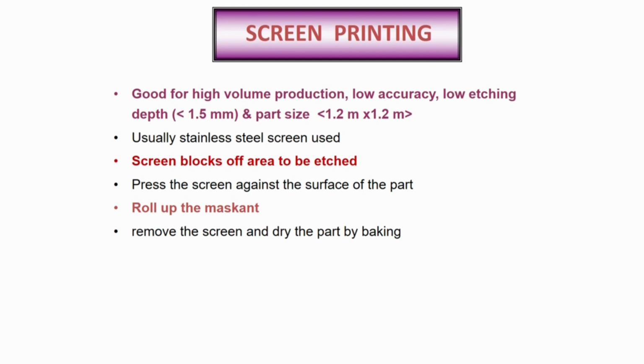After that, the second option is the screen printing method. The screen printing method is used for mass production where less accuracy is obtained. Here one screen is used. It may be made of stainless steel. This stainless steel screen is kept on the workpiece surface.